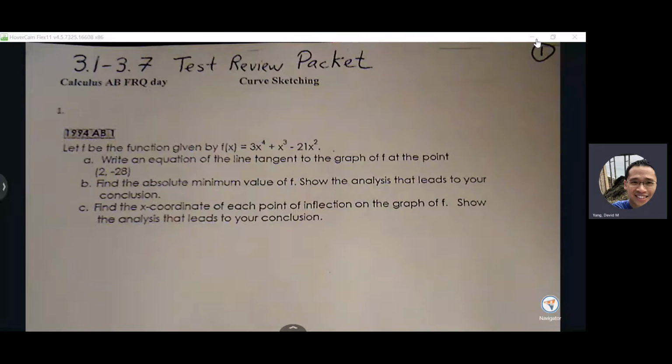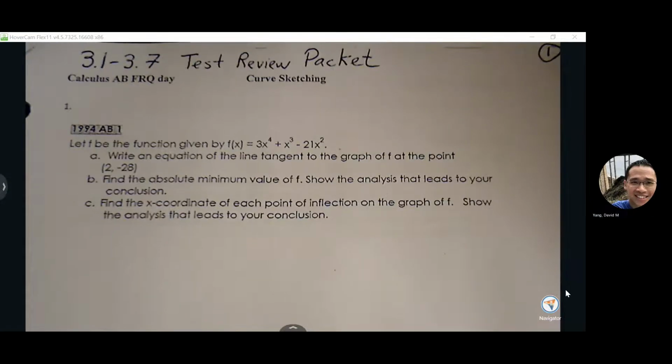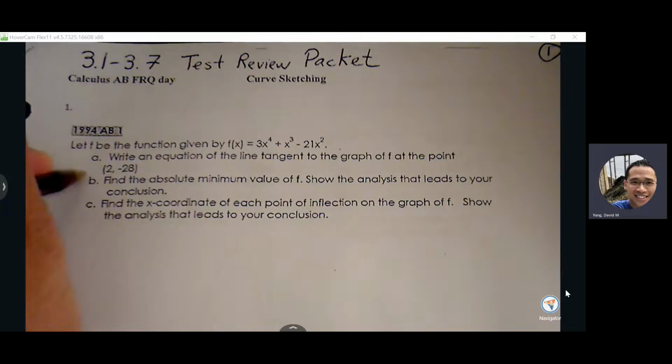Okay, we can start on page 1. We'll just do A and C here.